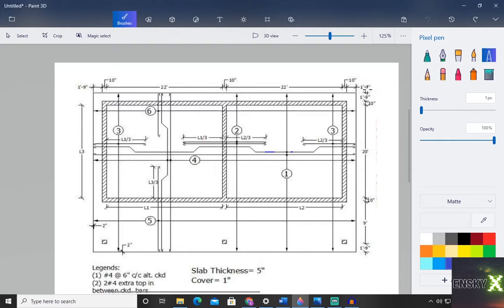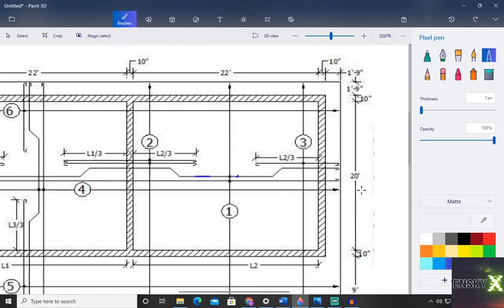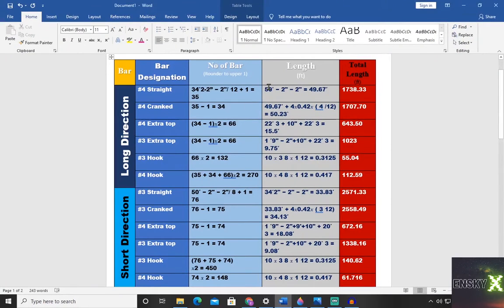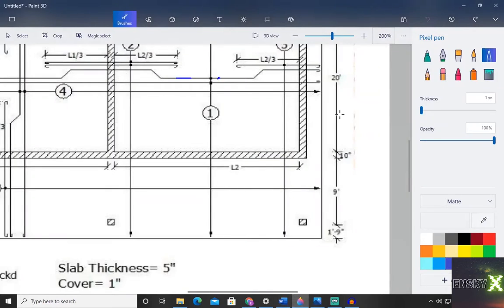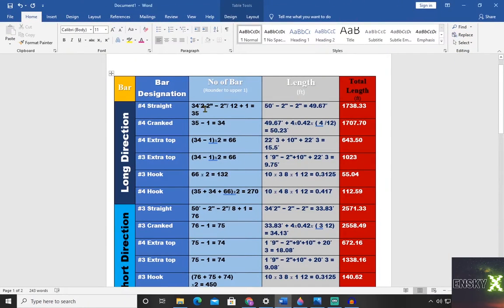So first we have to put in the numbers we are given in this design. You can see 1 feet 9 inches for the cornice, then 10 inches for the walls, then 20 feet, then 10 inches, then 9 feet, then 1 feet 9 inches. After calculating this, we find that the total length is 34 feet 2 inches, and then we have to deduct 2 inches from both of the sides.